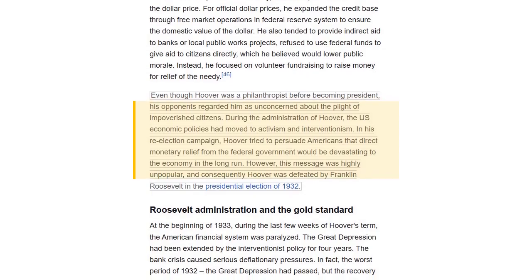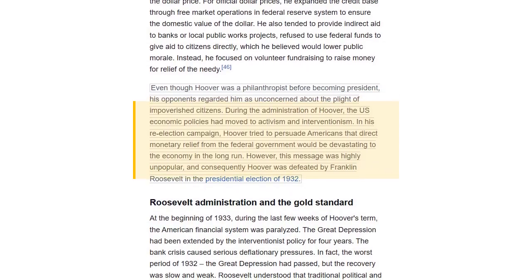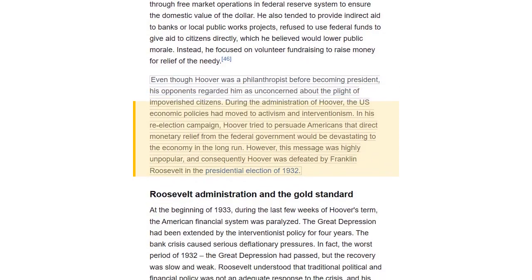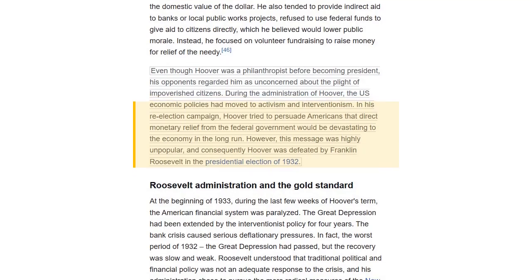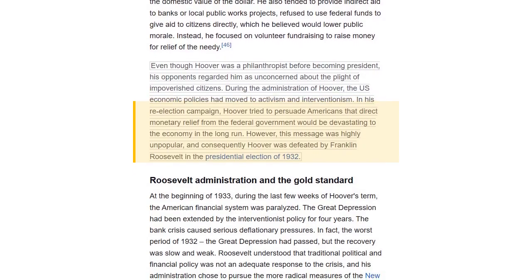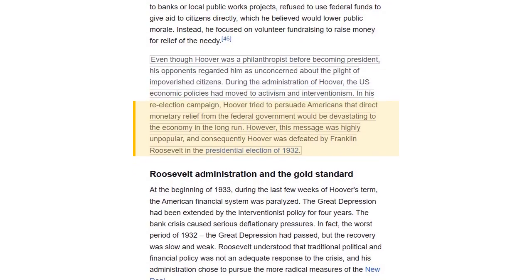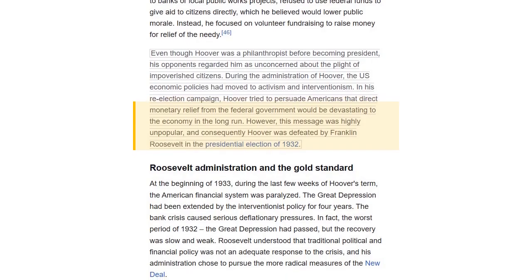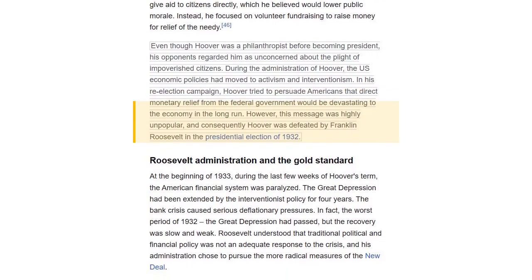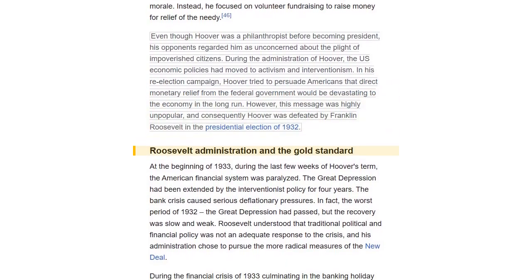In his re-election campaign, Hoover tried to persuade Americans that direct monetary relief from the federal government would be devastating to the economy in the long run. However, this message was highly unpopular, and consequently, Hoover was defeated by Franklin Roosevelt in the presidential election of 1932.